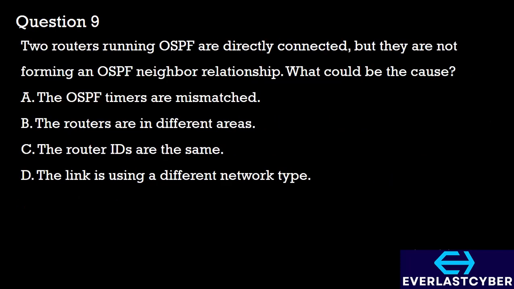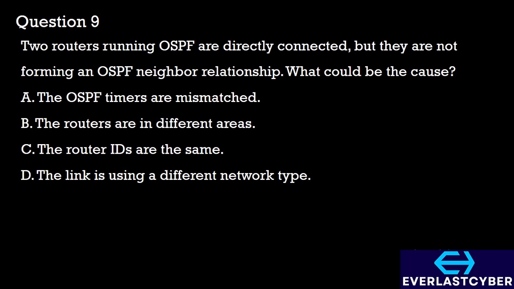Question 9. Two routers running OSPF are directly connected, but they are not forming an OSPF neighbor relationship. What could be the cause? A. The OSPF timers are mismatched. B. The routers are in different areas. C. The router IDs are the same. D. The link is using a different network type.